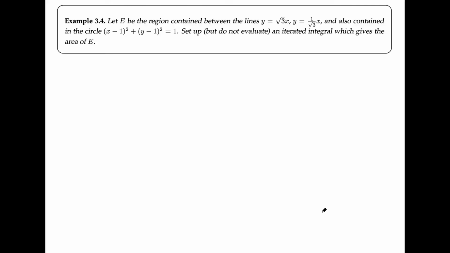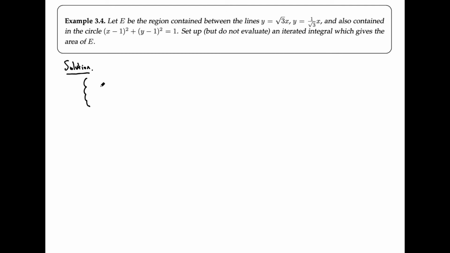Here's one more example of thinking about double integrals in terms of polar coordinates. This one's a little odd, but it's fun. So I have a region E. It's contained between two lines, y equals root 3 x and y equals 1 over root 3 x. And it's also a region contained by some circle. What we want to do is set up an iterated integral that gives the area of this region.